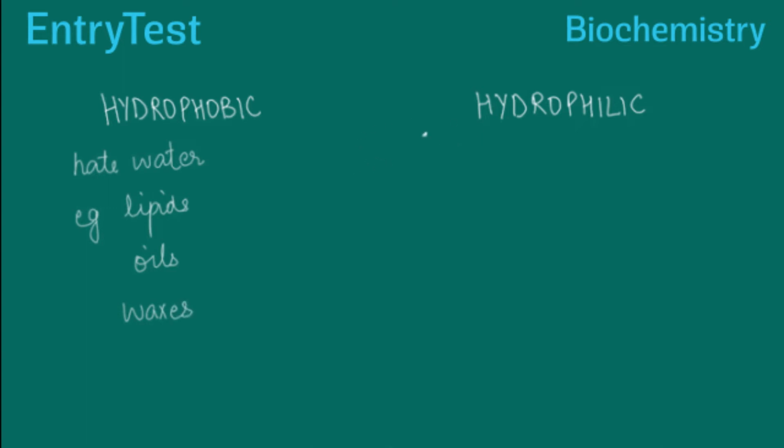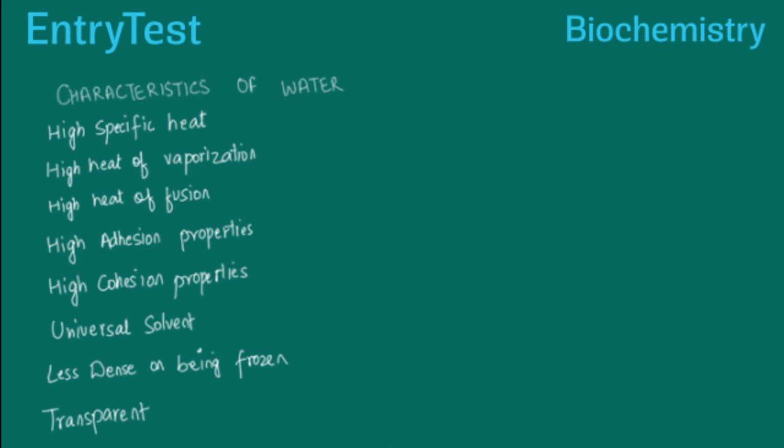On the other hand, hydrophilic are those who love water. And examples of hydrophilic compounds include starch, which is a carbohydrate. So that is what you need to know about hydrophobic and hydrophilic. And we'll be using these concepts in a lot of other related topics as well. But the next important topic that we have to cover in this video is the different characteristics of water. So these are the important characteristics of water, or its different properties that you need to be aware of.